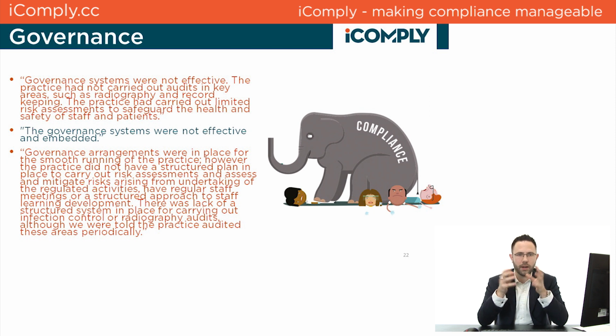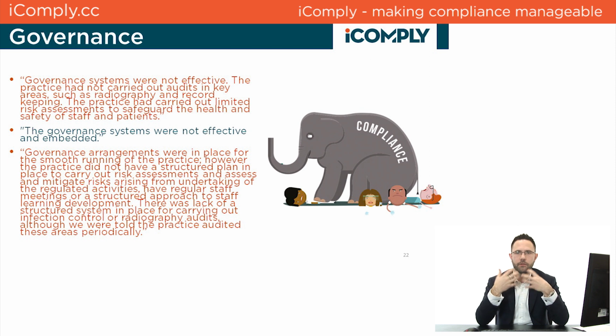So the practice had governance arrangements in place. However, the practice didn't have a structured plan to carry out their risk assessment. So they don't have a comprehensive, full governance system. They weren't doing regular staff meetings. So they've either got a governance system or the governance system isn't good enough. And the governance system wasn't effective and wasn't embedded.